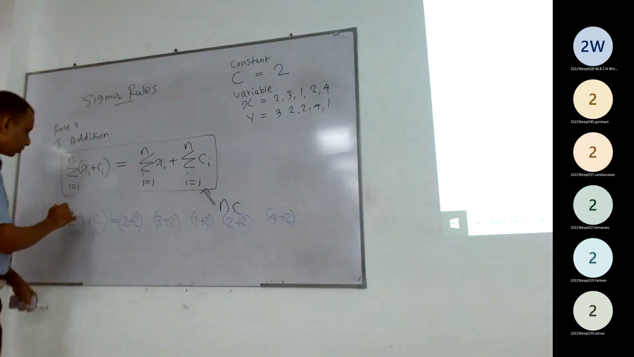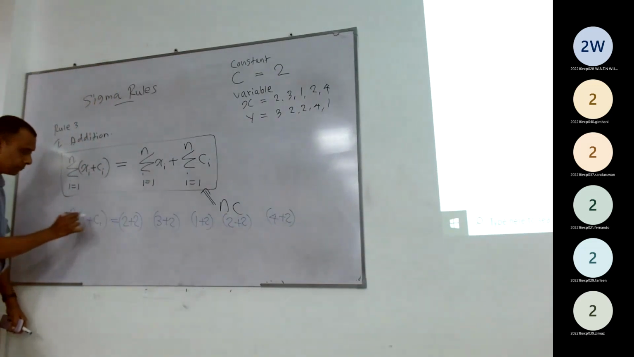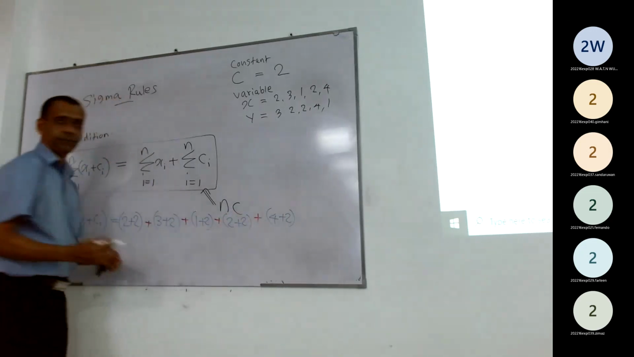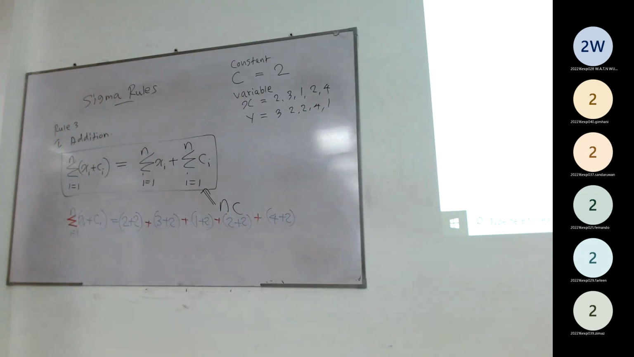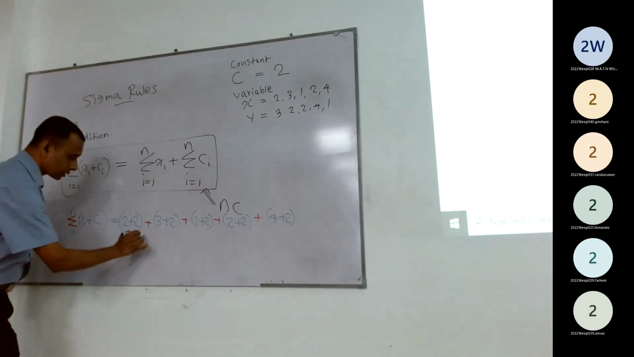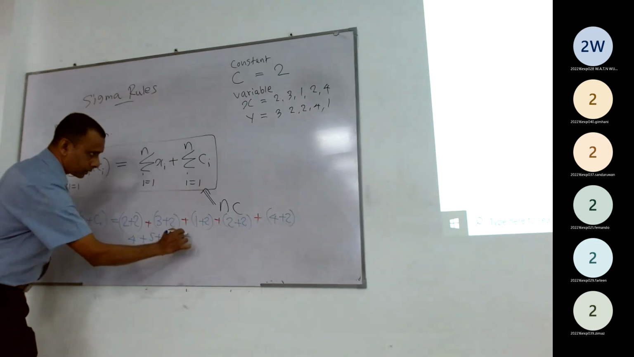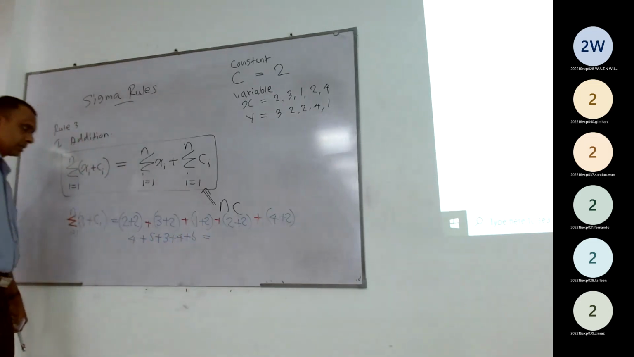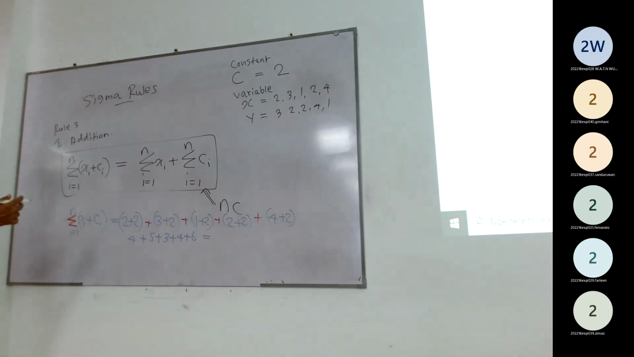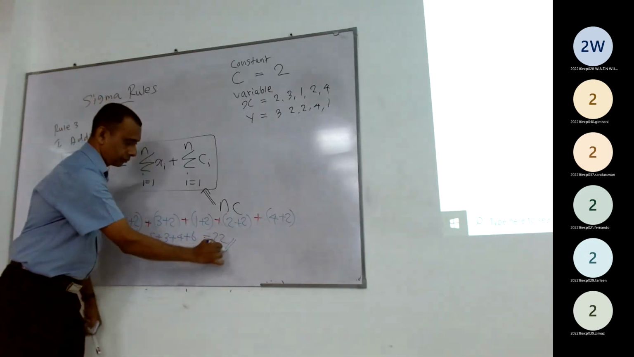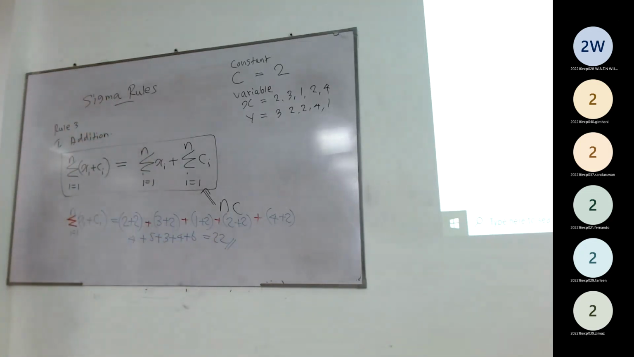Then I use this sigma notation. To understand, I use this sigma plus. Now answer: 4 plus 5 plus 3 plus 4 plus 6. That gives 6, 10, 30, 80, 22... 20. Okay.